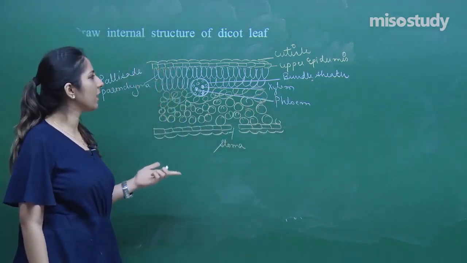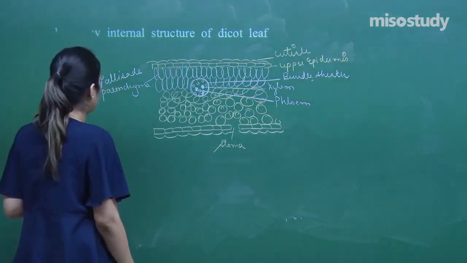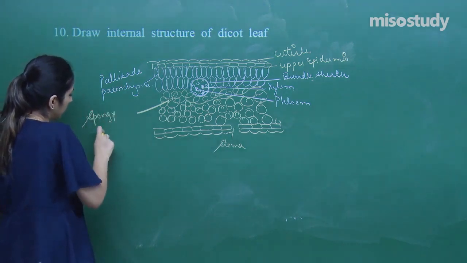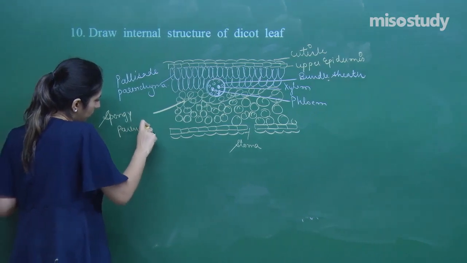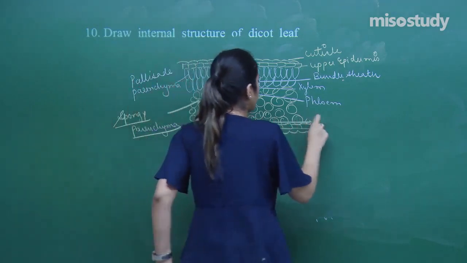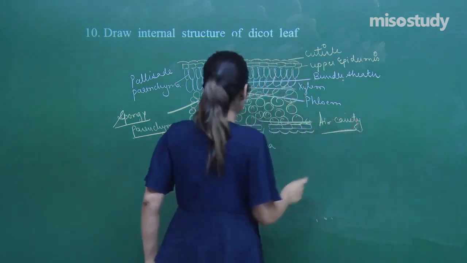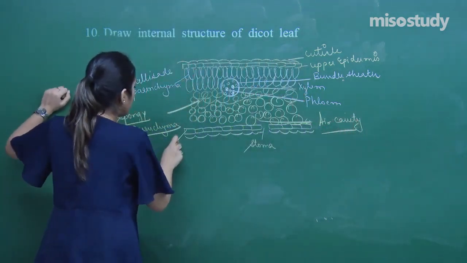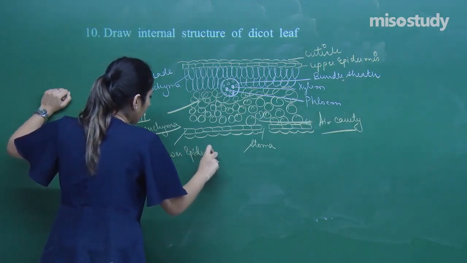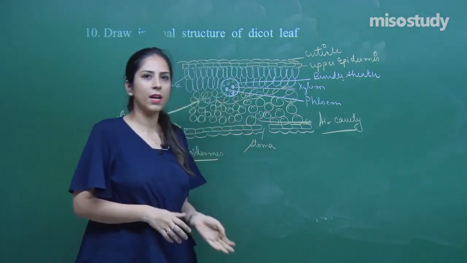You have to make the diagram. I have made a neat and clean diagram in the sessions. You have to make the same diagram over here as well. So they are called the spongy parenchyma. This is called the air cavity. Upper epidermis, and this one is called the lower epidermis. So this is the structure of a dicot leaf.